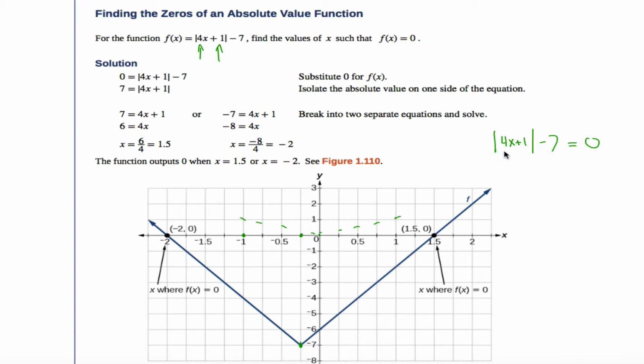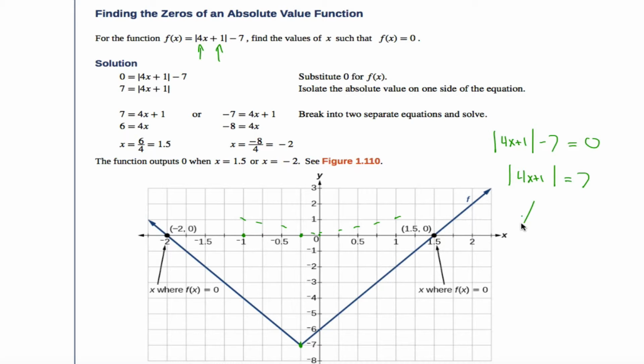This would be easy to solve if there weren't the absolute value symbols in there. Unfortunately, there are. So what you're going to do is get rid of the absolute value symbols. I like to isolate the absolute value symbols before I get rid of them. So the way I do that is add 7 to both sides of the equation. Now this absolute value symbol is isolated.